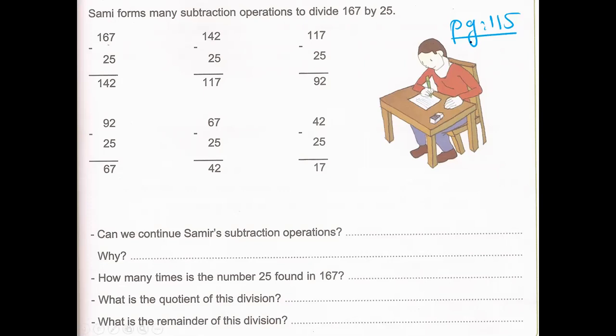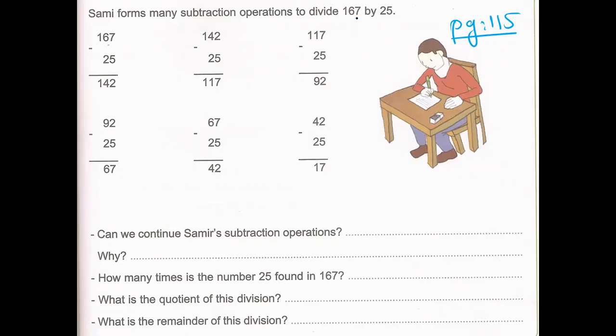Sami forms many subtraction operations to divide 167 by 25. So we will know now the relation between division and subtraction. Instead of dividing 167 by 25, we can subtract these two numbers several times. Let's check when I will stop. We can subtract, subtract, subtract, and subtract. But when will we stop? Let's see.